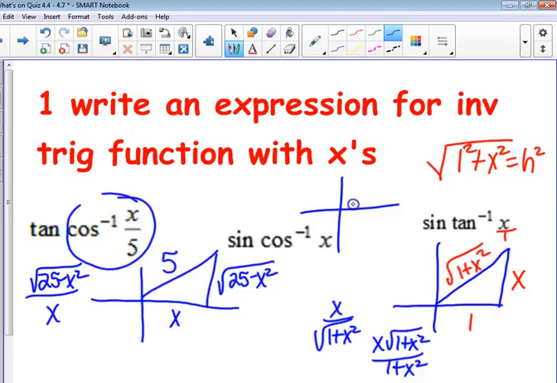Is it a minus though? Right? Because a cosine is adjacent over hypotenuse, so then this would be 1 minus x squared. And it's that over hypotenuse. Everybody okay with that one?